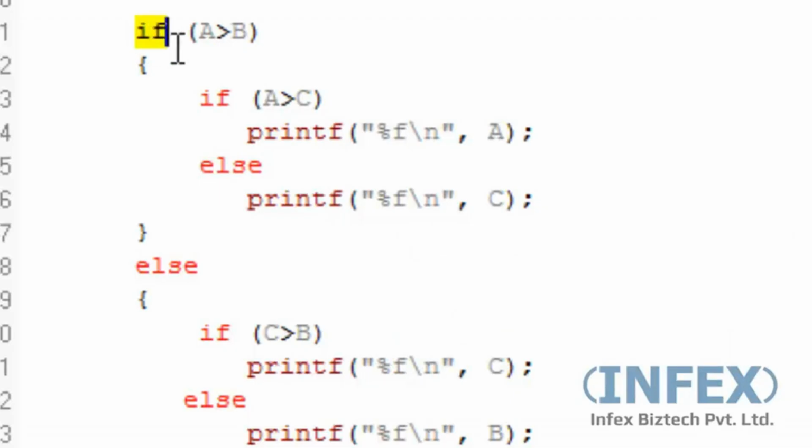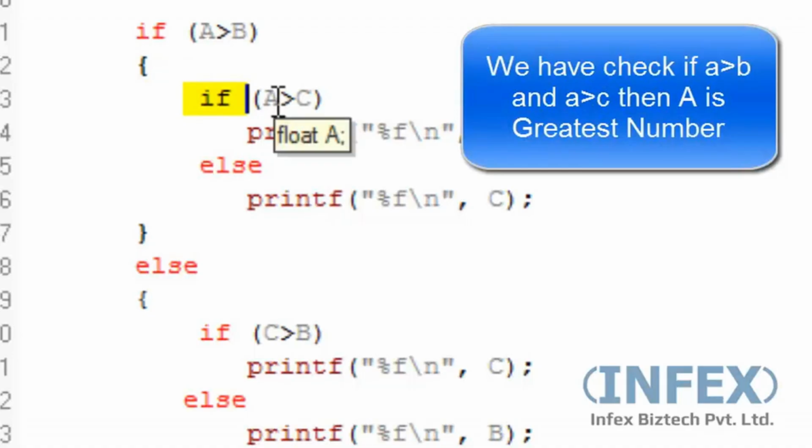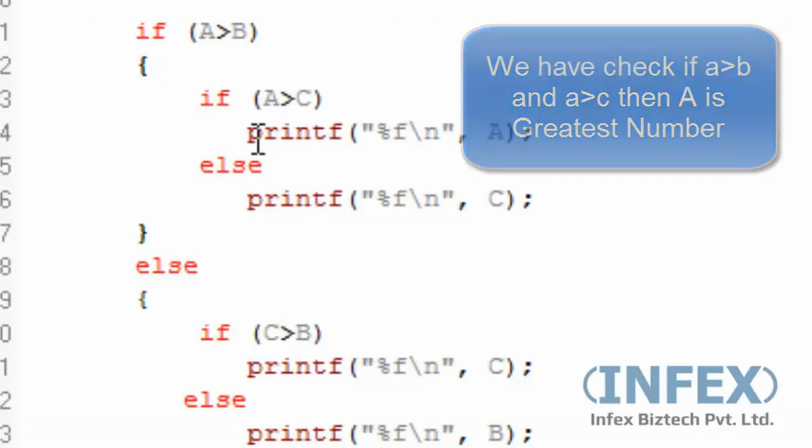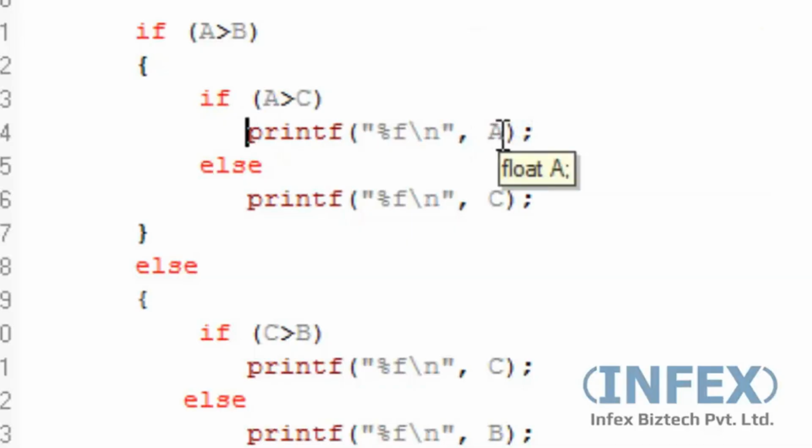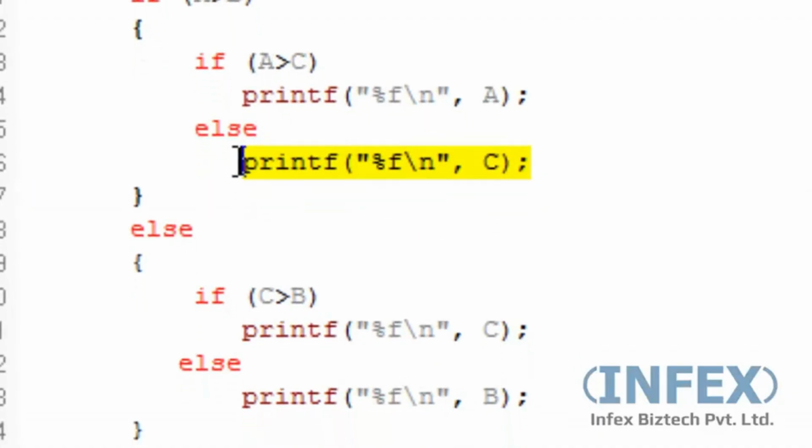So first I am checking if A is greater than B, then again in that true block I am checking if A is greater than C. If A is greater than C, then printf A, because if A is greater than B and C, then obviously A is greater than the other 2 numbers. But if A is not greater than C, then I am printing C. So the variable C is greater than A and B.